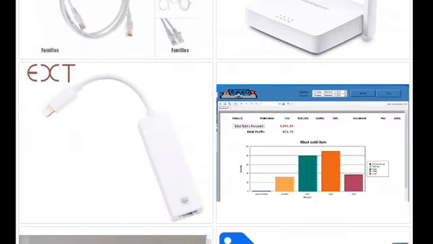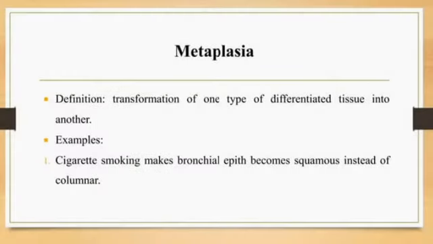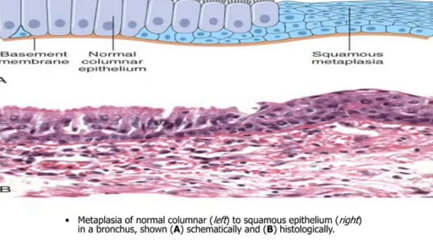Metaplasia: transformation of one type of differentiated tissue into another. For example, cigarette smoking makes the bronchial epithelium become squamous instead of columnar. For example, the metaplasia of the normal columnar to the squamous epithelium in the bronchus. This is shown in the figure, which is the schematic and the histologic one. Here we can see the normal columnar epithelium, which is converted to the squamous epithelium.